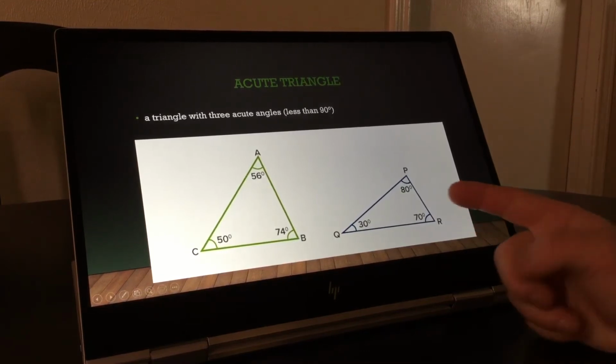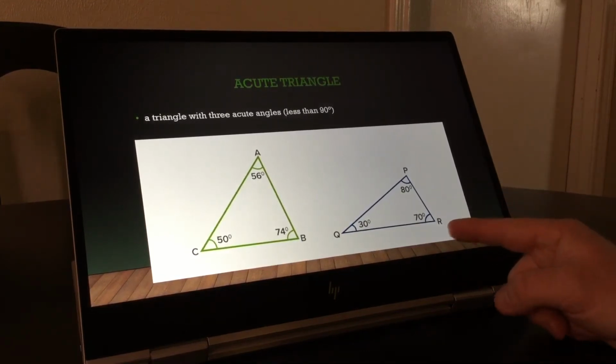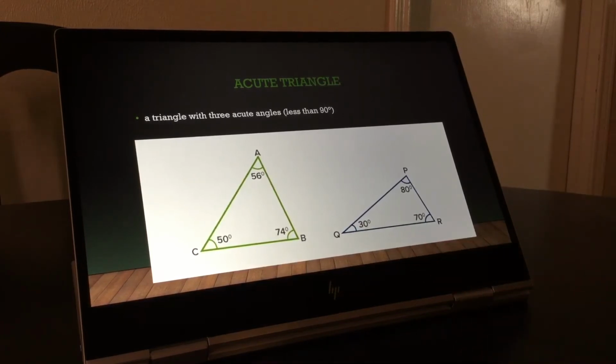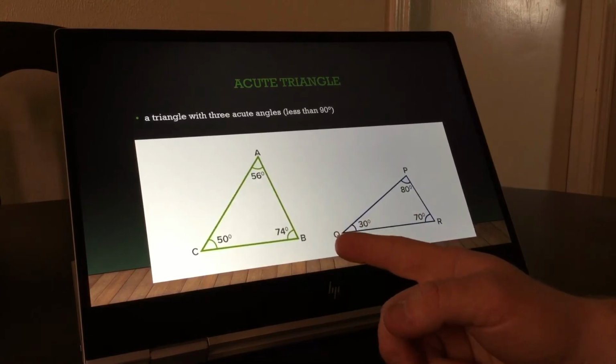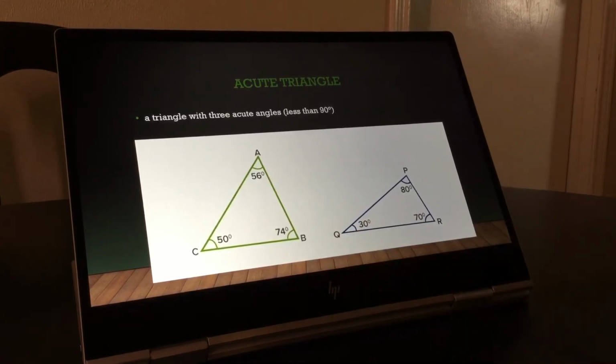So for example, we have one here that has 80, 70, and 30. None of those numbers are bigger than 90 degrees. And over here we have 56, 74, and 50. Once again, none of them are bigger than 90 degrees. So these numbers can be anything you want, as long as they add up to 180 degrees, like we spoke about in last class.